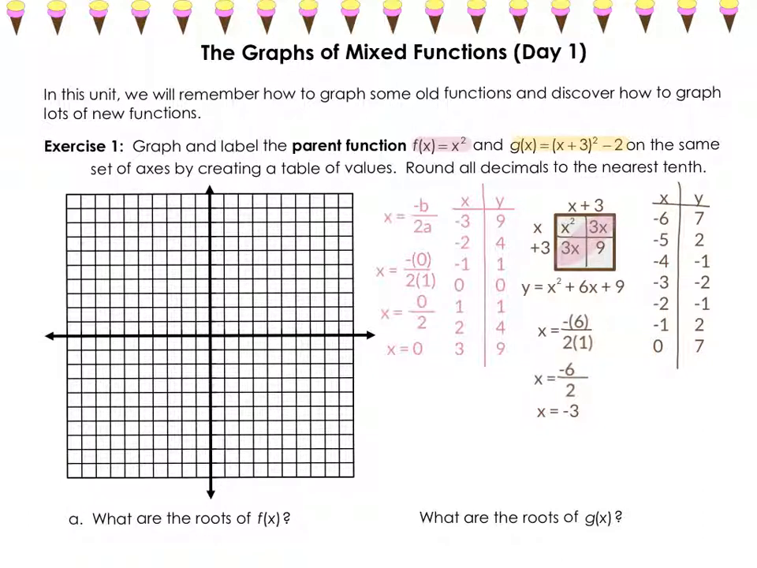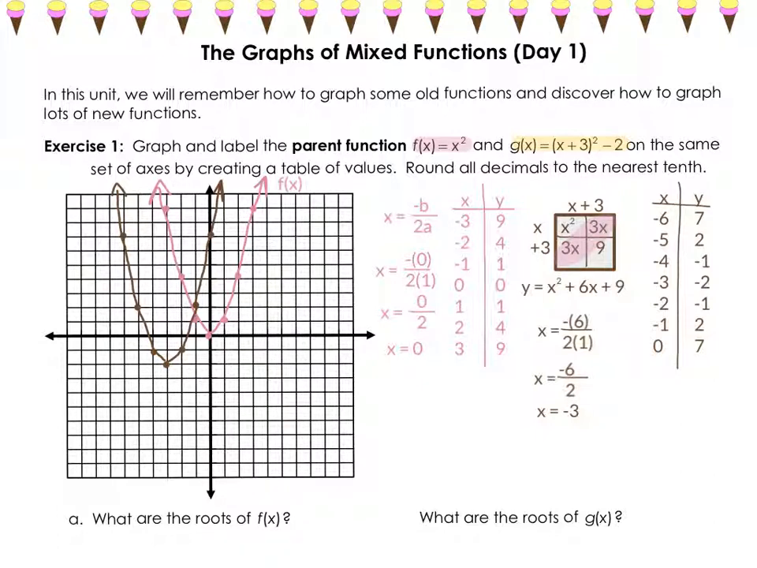So negative 3, up 9, and we'll plot a point there. And then we'll continue with all the points in the table. So I started by graphing my f of x function, and then remember, since we're going to be graphing two things, we definitely need to have a label that tells us f of x. Now that we have that, I'm going to do the same thing for the g of x function.